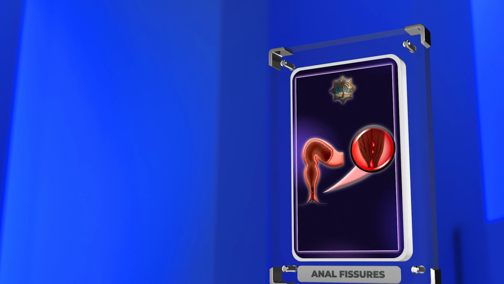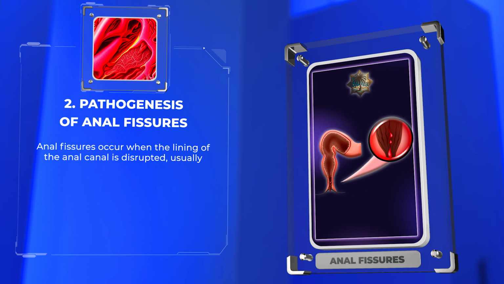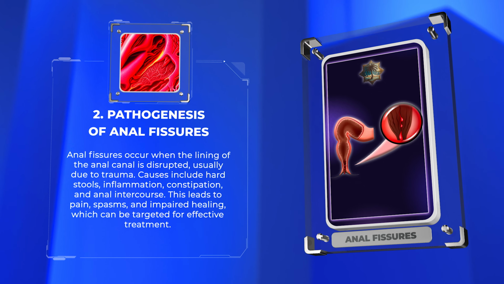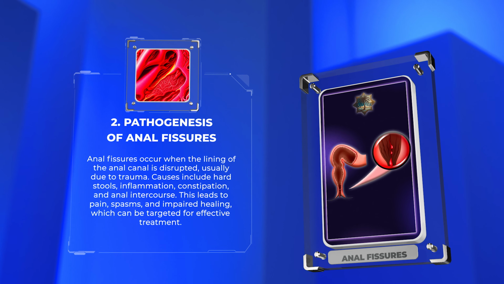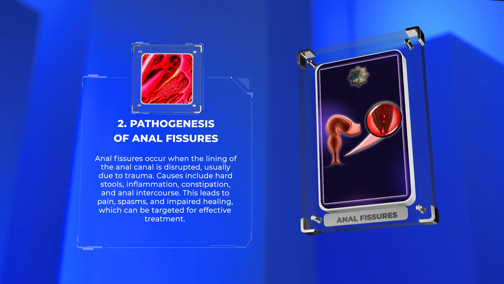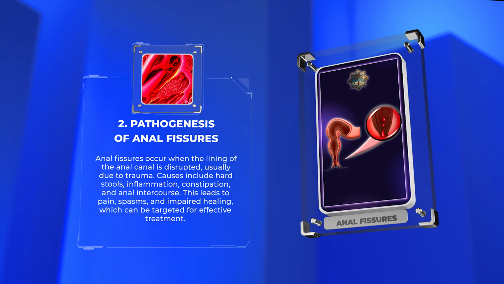Anal fissures occur when the lining of the anal canal is disrupted, usually due to trauma. Causes include hard stools, inflammation, constipation, and anal intercourse. This leads to pain, spasms, and impaired healing, which can be targeted for effective treatment.